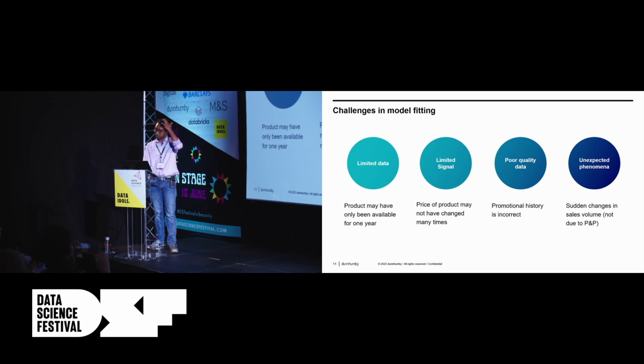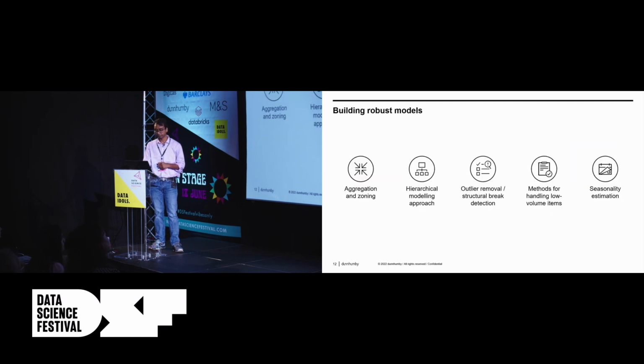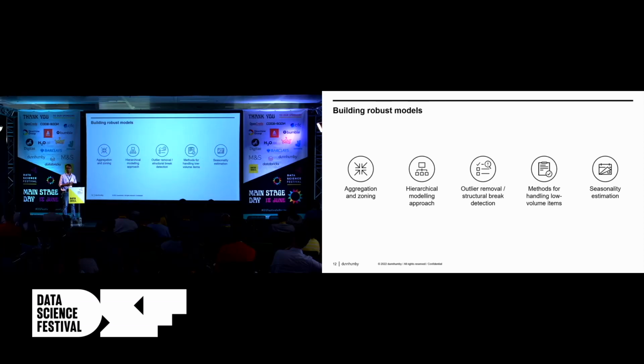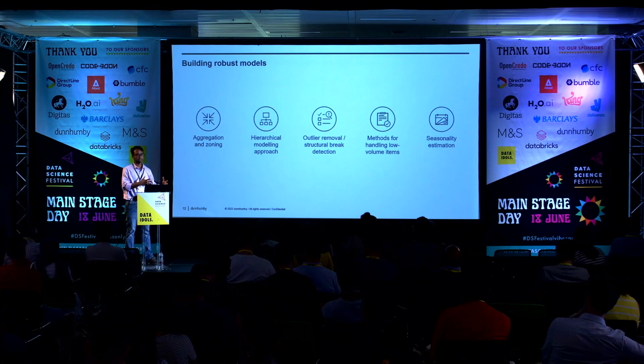So the conclusion is that not only does the model fitting process have to be automated and fast, it has to take care of these challenges, and it has to be robust to the challenges that we have mentioned above. So how do we build robust models? We use different statistical machine learning techniques, ranging from aggregation of the data to Bayesian hierarchical model fitting, to fit these models automatically.